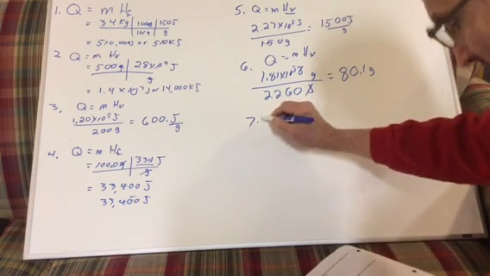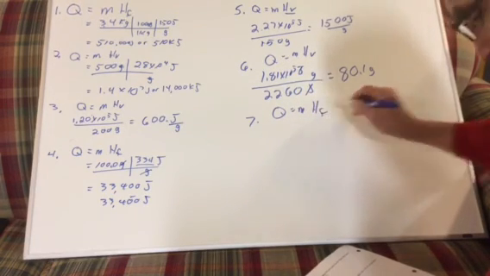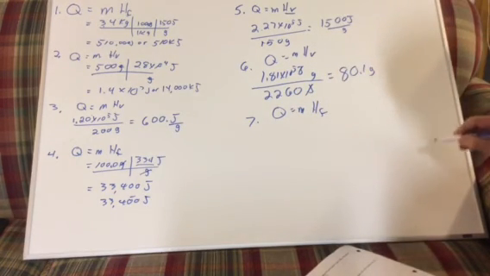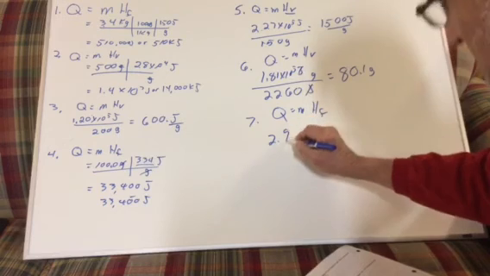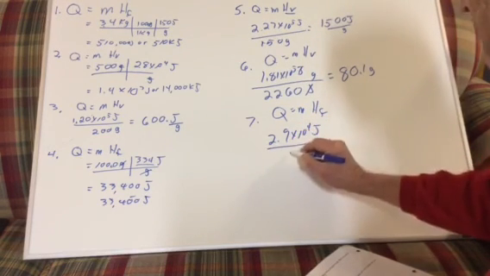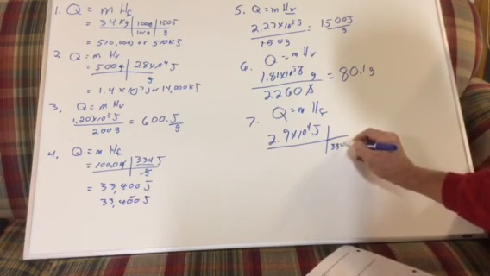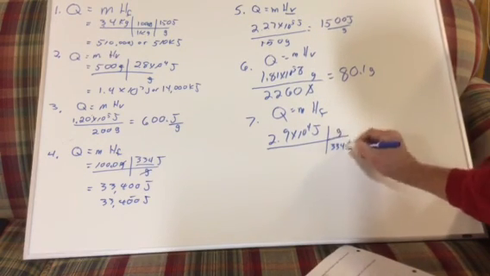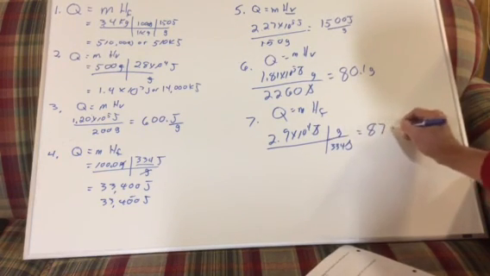And then finally 7, Q equals M H of F. Again, we're solving for mass, and this time it's ice. So you have Q, which is 2.9 times 10 to the 4th joules, divided by 334 joules per gram. Joules cancel. You're left with grams to 87 grams.